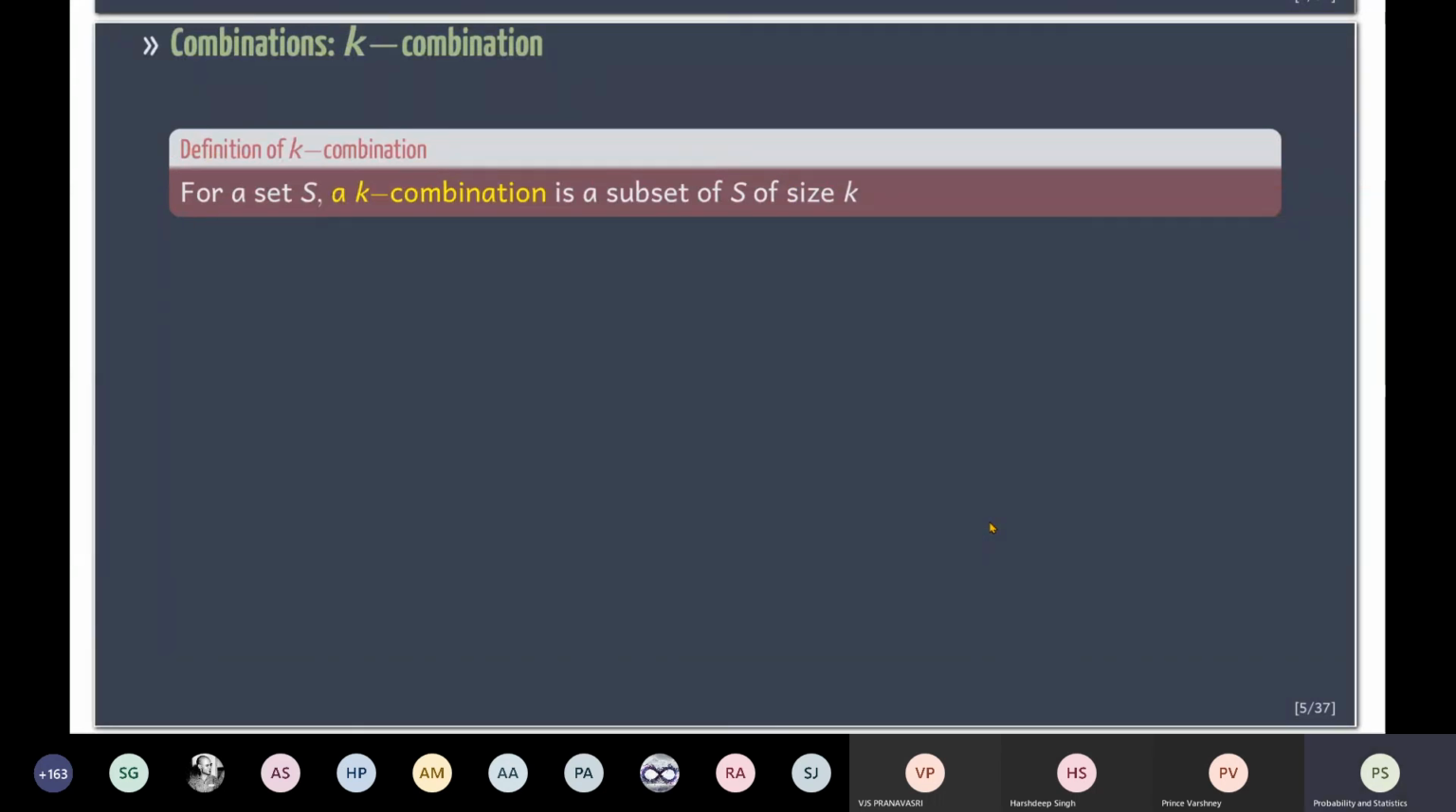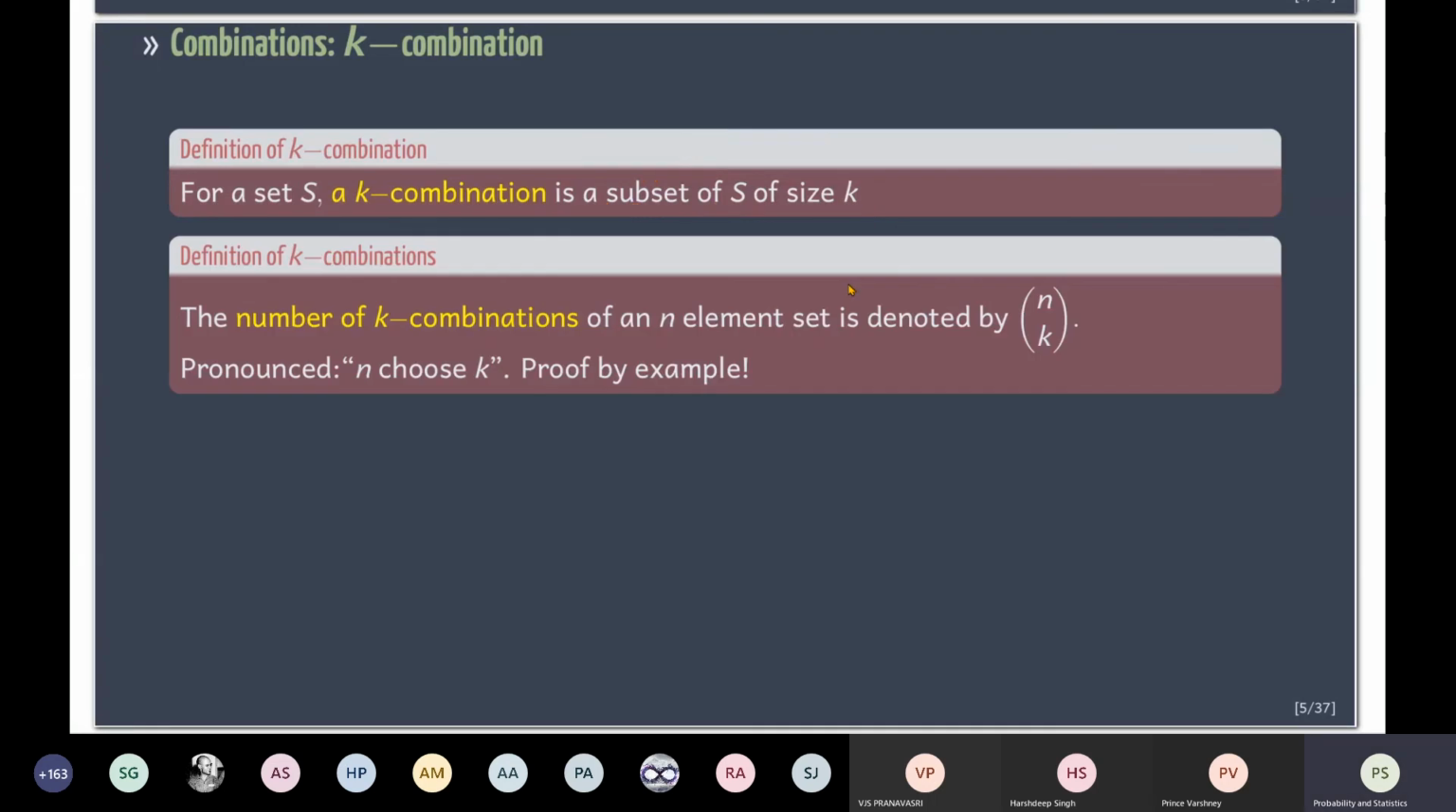For a set S, a K combination is a subset of S of size K. The idea that ordering doesn't matter is encoded in this subset notation, because in a set ordering doesn't matter. Remember, in the definition of a set we said ordering doesn't matter. So simply, we can define it as a subset of size K. That's it. So this is one K combination.